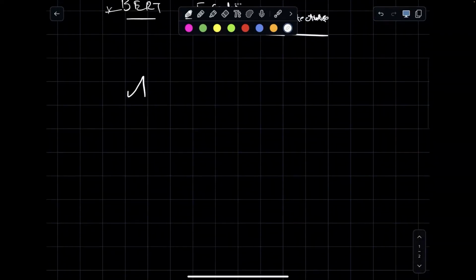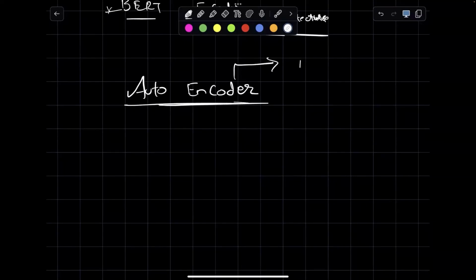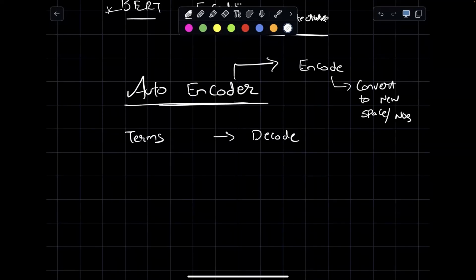So if you look at the term autoencoder, encoder, what is the meaning of encode in general? Converting something into a code. Yes, exactly. It is to convert to an alternative, usually a new space or numbers. We have all heard the term decode, right? When will we decode anything? When something is encoded, when something is password protected or encrypted, that is when we have to decode.